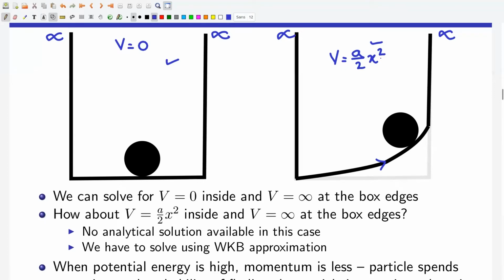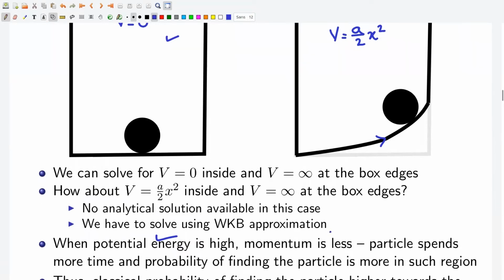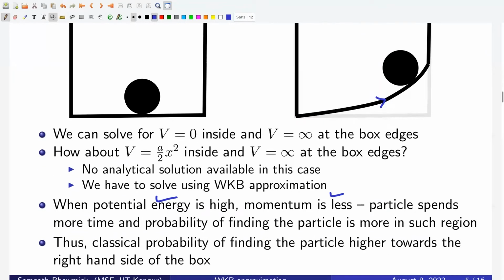Before we try to solve, let us try to understand what we expect classically. We know that if the potential energy is high, the momentum is going to be less. That means the particle will spend more time and probability of finding the particle is more in a region where the momentum is less. Thus, classical probability of finding the particle is higher towards the right hand side of the box than compared to the left hand side of the box.